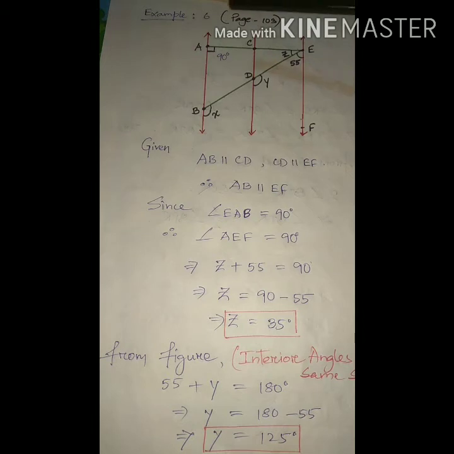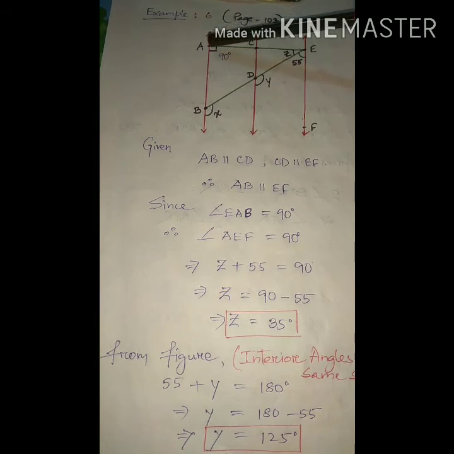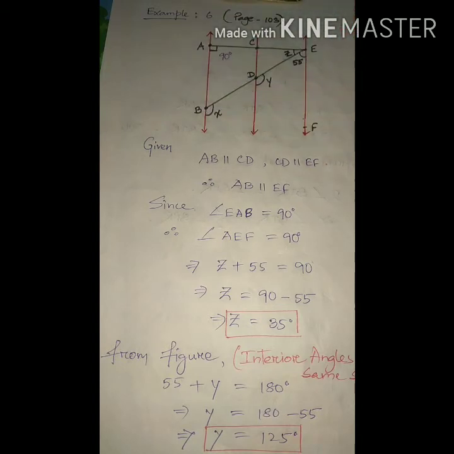Now one more condition is given: EA is perpendicular. Perpendicular means 90 degrees. Since AB, CD, EF are parallel, this whole angle is also 90 degrees. So we can say EAB is 90 degrees, given to us, and similarly AEF is also 90 degrees.